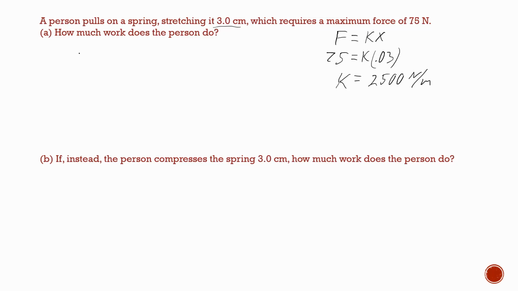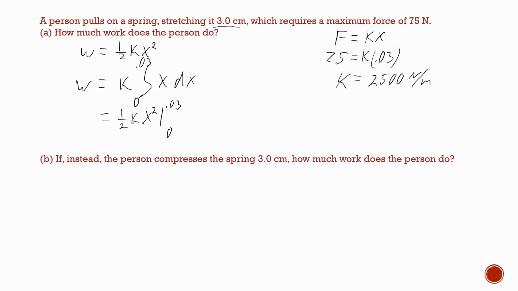Then we could either just jump to that expression that we had already, 1/2 Kx squared, and plug in there. If you really wanted, you could redo the calculation and say the work is K times the integral of x dx from 0 to 0.03, but that is just going to give you this same expression, right? You're going to get 1/2 Kx squared evaluated from 0 to 0.03, same thing. You end up with 1.125 joules of energy stored in that spring.